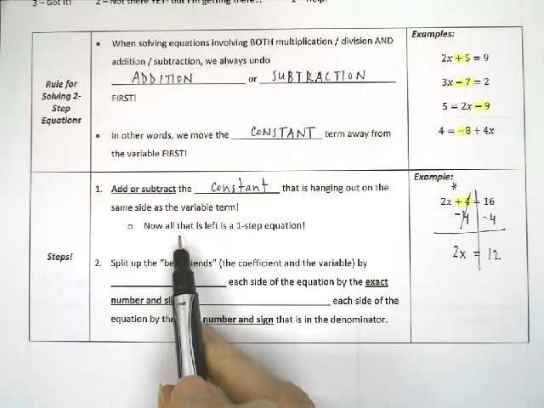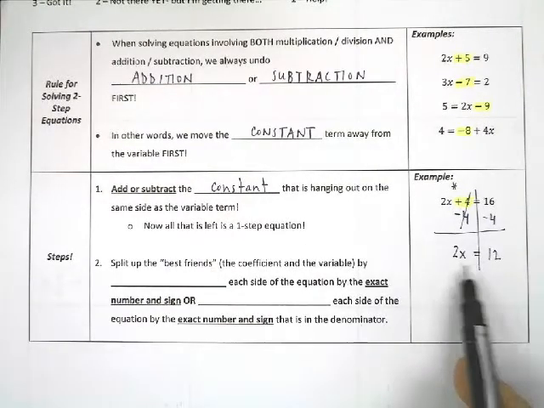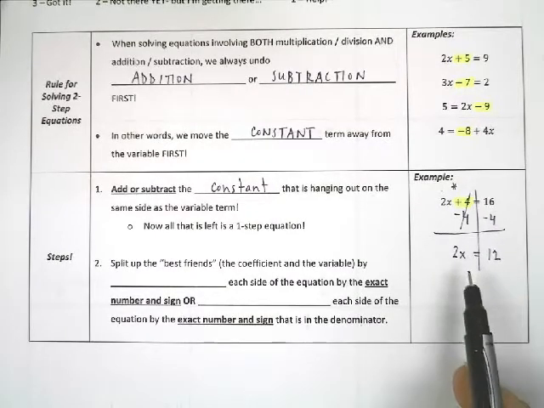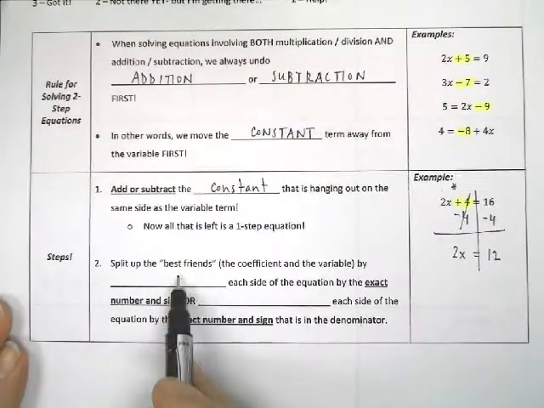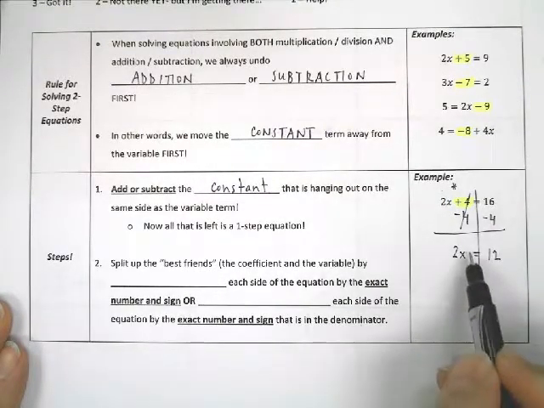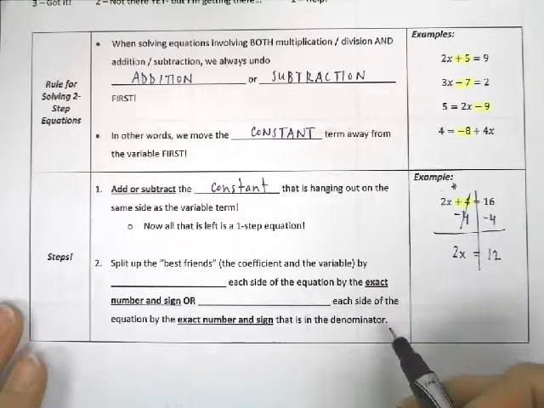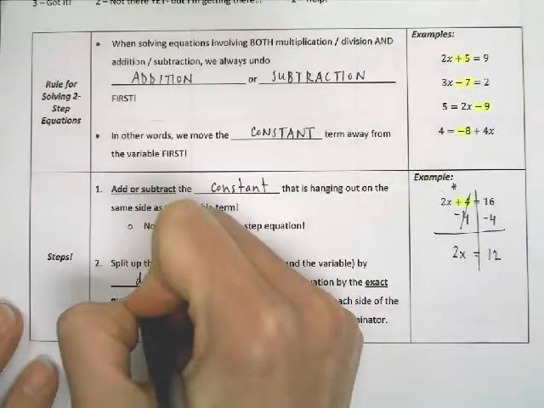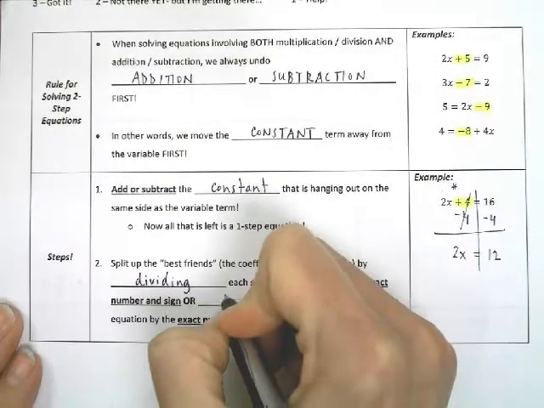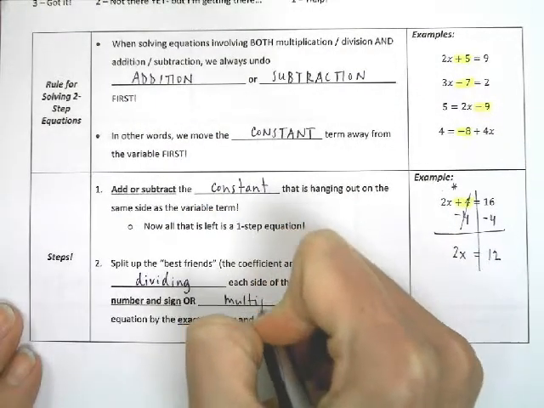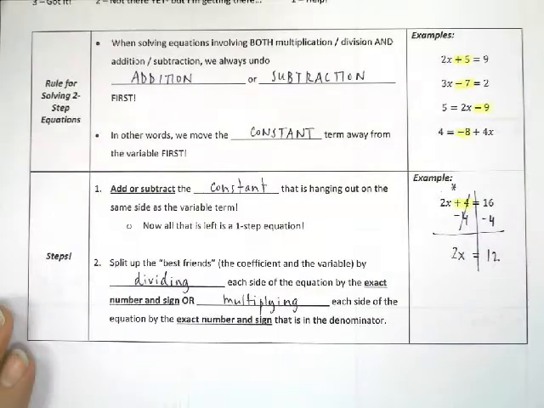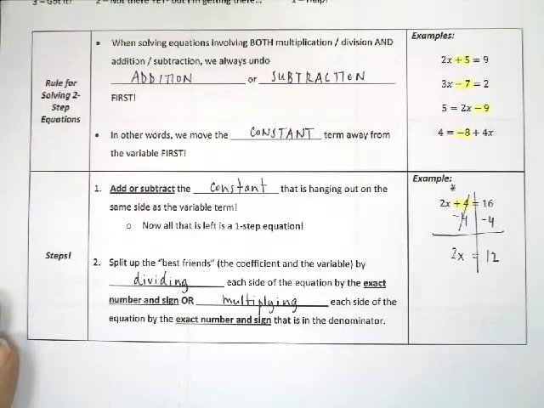Now, just like it says here, after I've done the first step, all I have left is a one-step equation. And I handle it the same as we have been for the last week. Okay, so we're going to split up the best friends. We call these guys that are kind of connected right next to each other, those are our best friends. We're going to split them up by either dividing both sides of the equation or multiplying both sides of the equation, depending on what operation is in our problem.